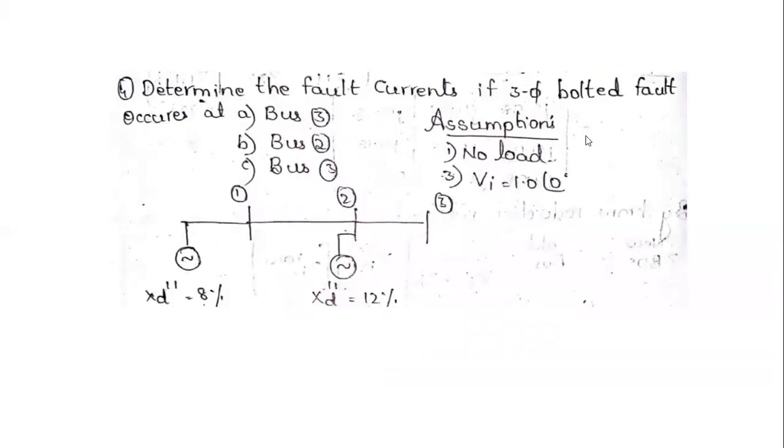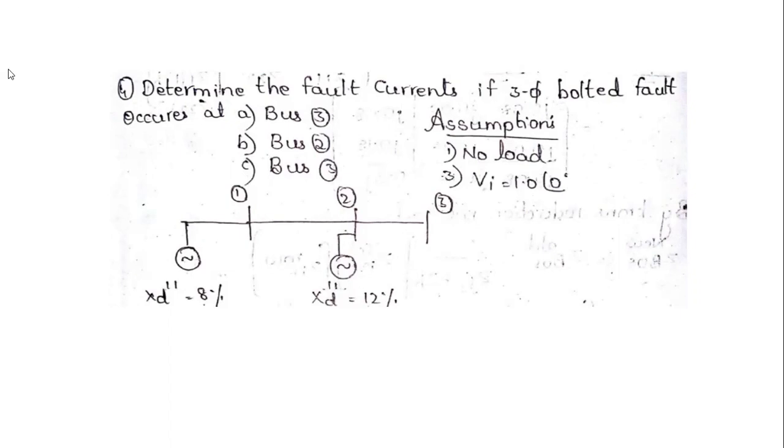Okay, next coming to the next model: determine the fault currents when a three-phase bolted fault occurs at bus 1, bus 2 and bus 3. The assumptions are no load condition, and V1 is 1 at an angle of 0 degrees.